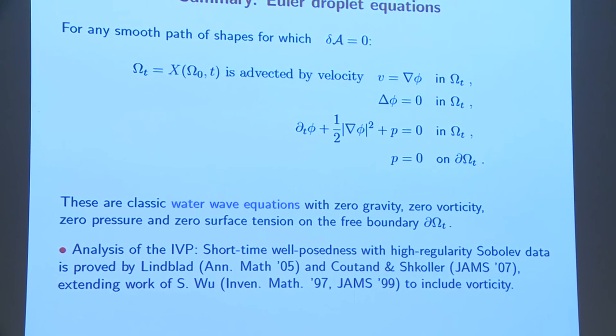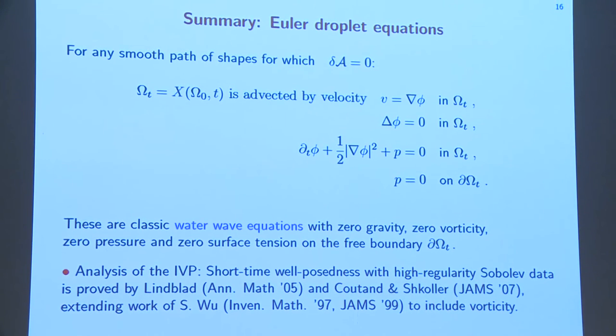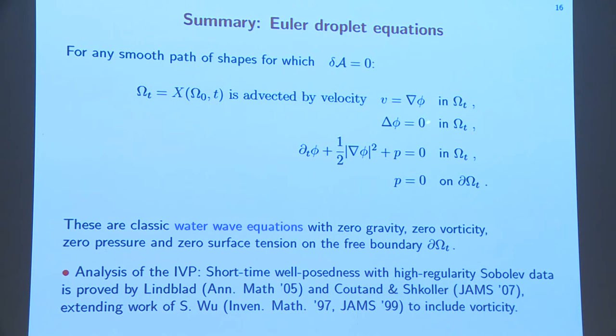Okay, so in sum, these are the water wave equations. Velocity is a potential flow. The divergence of velocity is zero, so the Laplacian holds. And this is the Bernoulli equation you get by integrating up once the Euler equation for potential flow. And on the boundary, the pressure is zero.